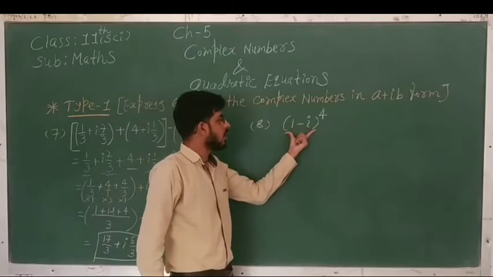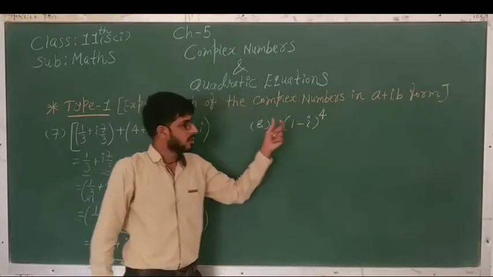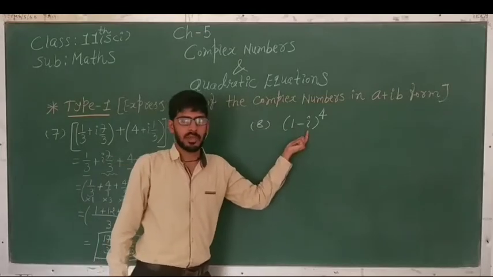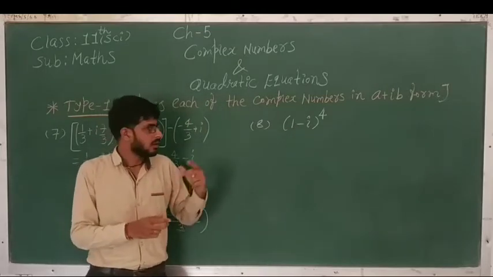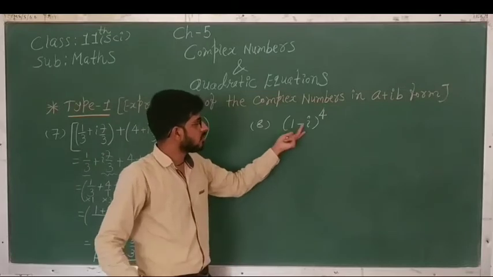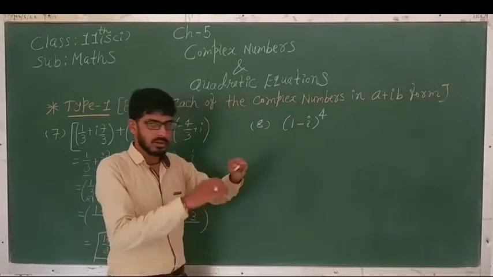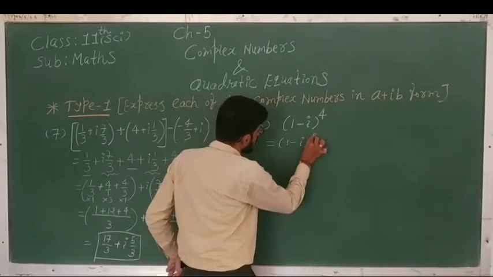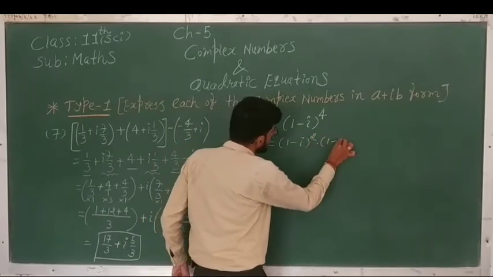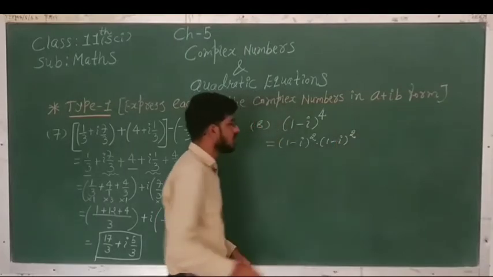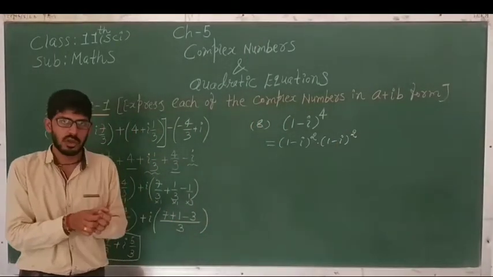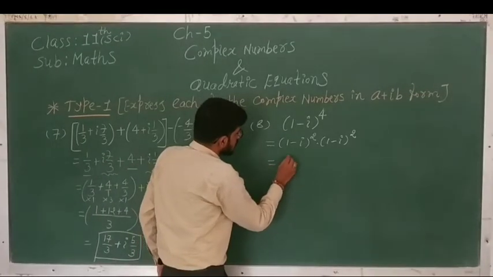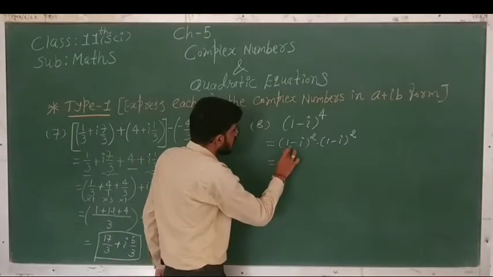(1 − i) raised to 4. Okay. So here we can use the binomial theorem, but otherwise we can split this term. We can write (1 − i) whole square into (1 − i) whole square. Or we can use the binomial theorem. Okay. (1 − i) whole square.